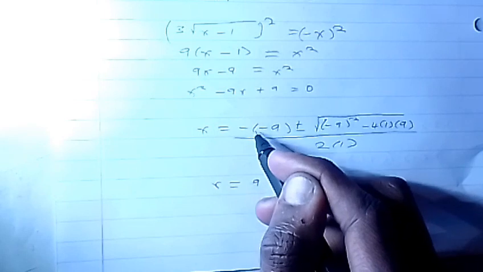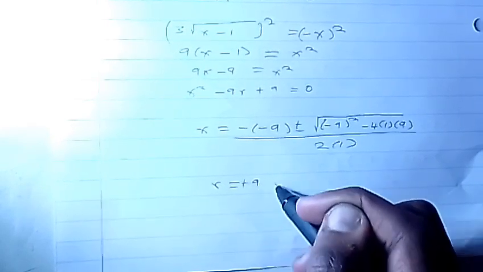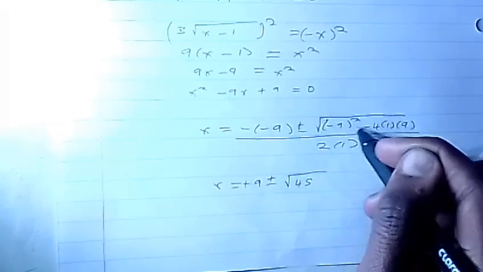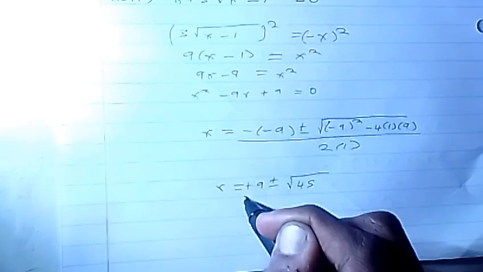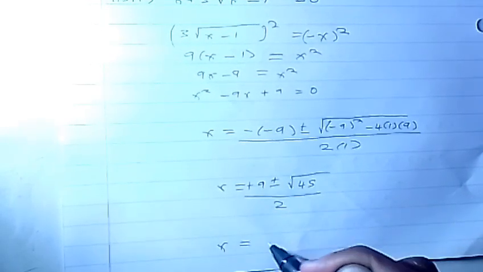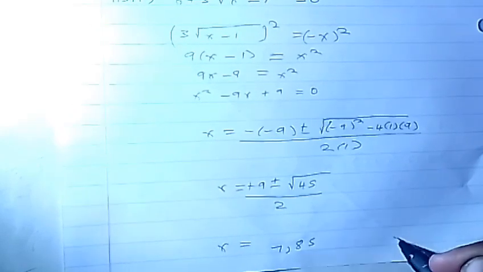From there, it's going to give us positive 9 plus or minus the square root of 45. This sum here gives us 45. Alright, so our x is 7.85. Now our other x value is 1.15.